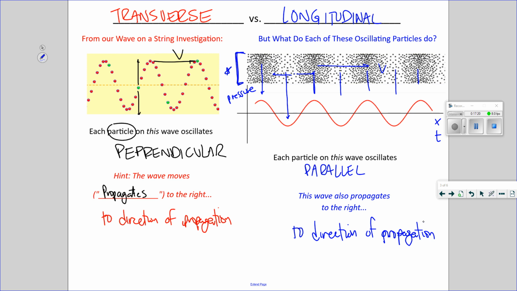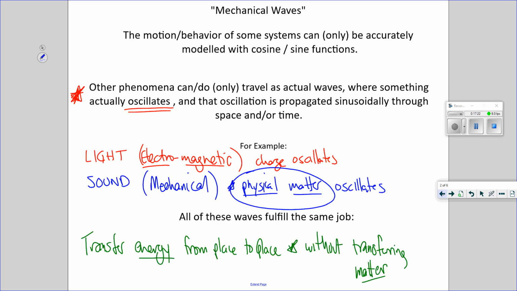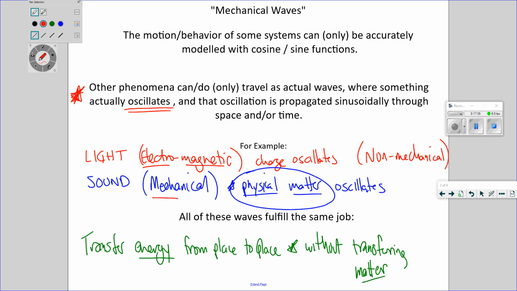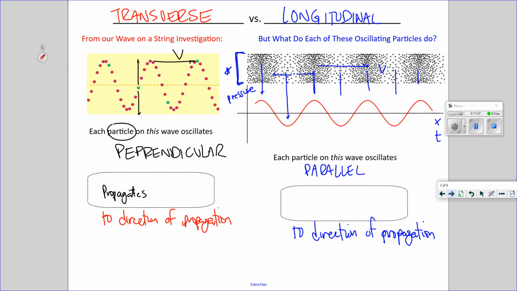Okay, so you have to be able to talk about categories of waves. One is electromagnetic, or really we can call these also non-mechanical. You have to discern between non-mechanical waves and mechanical waves, because the question is, does physical matter have to oscillate or not? You also have to be able to discern between transverse and longitudinal waves because of the nature of the oscillation itself. What direction do things oscillate? Along the direction of propagation or perpendicular to it?